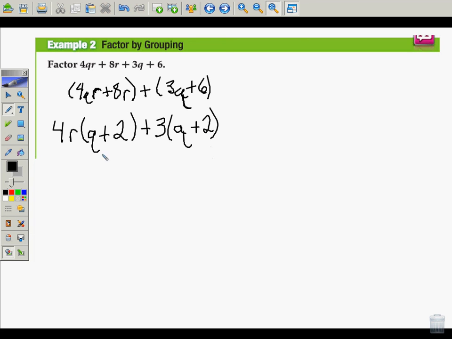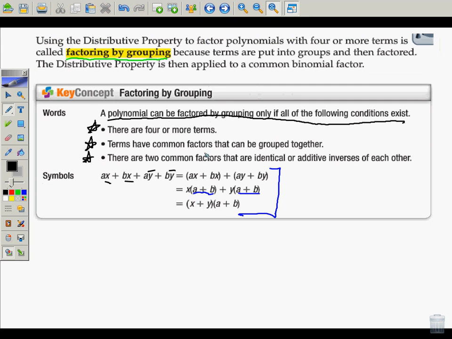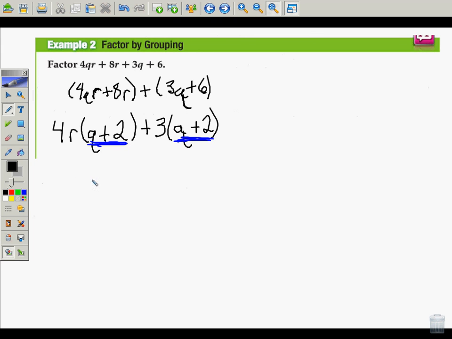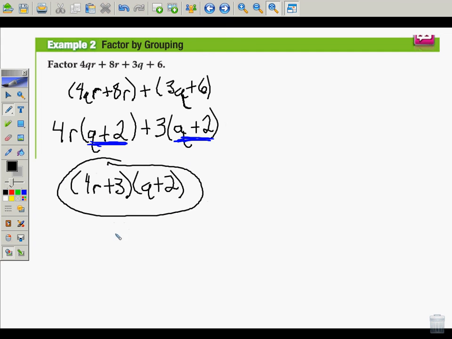I got the same thing left inside parentheses for each of them, which means now I can do this third step. So I can rewrite it as the quantity of 4r plus 3 times q plus 2. And that's factoring by grouping. I wish I had some great trick to tell you, but I just don't know of a trick that exists, other than just trying it one way and trying to make sure you get this common factor. If you were to factor and not get this common factor, you'd have to go back and try to group them a different way.